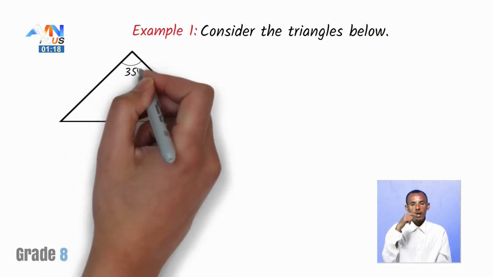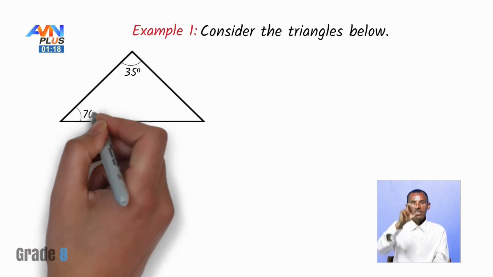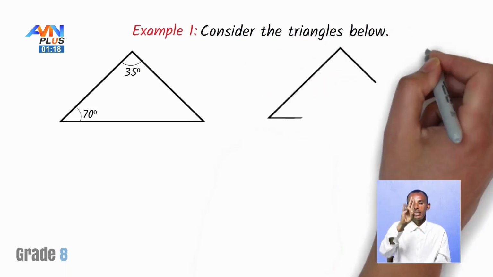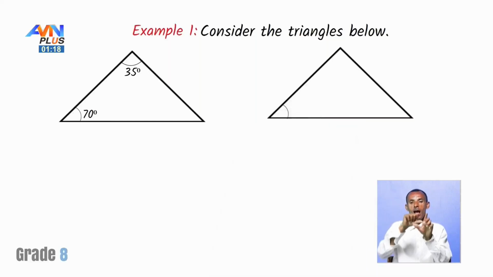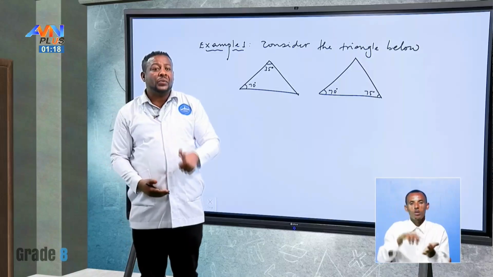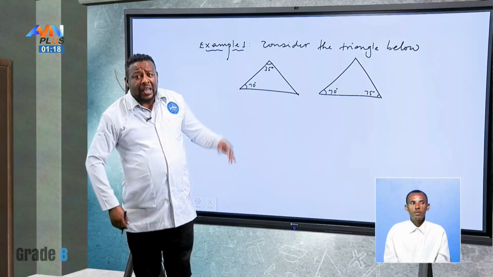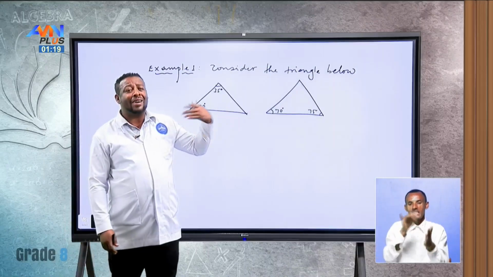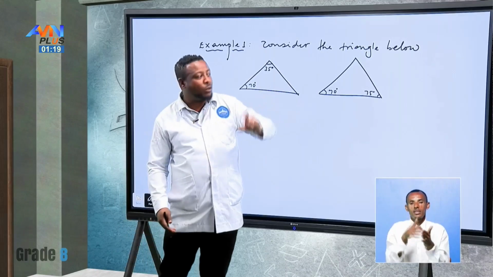Say one of the triangles has angles 35 and 70, and the other triangle has angles 70 and 75. Consider these two triangles. Based on theorem 4.1, can we really say that these two triangles are similar? Well, at the beginning, it seems these two triangles are not similar. I was saying congruent, but it's about similarity, so make a correction in that way.